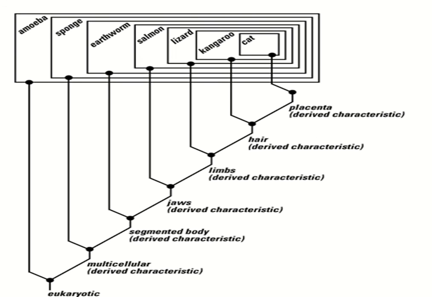This one's a little bit more complicated, but you can see that it arrives at the same conclusion. You'll notice these are the derived characteristics. The amoeba is only eukaryotic. That's the only thing it has in common with the sponge, earthworm, salmon, and lizard. The cat is the only one of these species that has a placenta. The kangaroo and the cat both have hair, but the cat is the only one with the placenta. Limbs, the lizard, kangaroo, and cat all have limbs. It's just another way to draw the same thing.